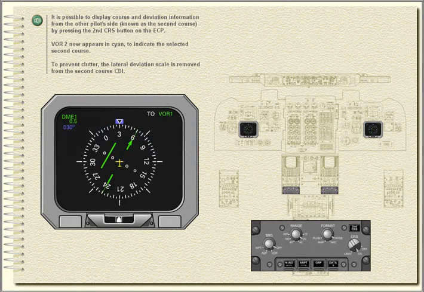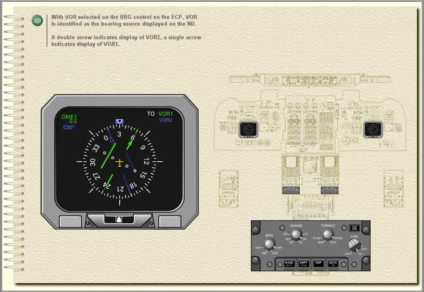It is possible to display course and deviation information from the other pilot's side, known as the second course, by pressing the second course button on the ECP. VOR 2 now appears in cyan to indicate the selected second course. To prevent clutter, the lateral deviation scale is removed from the second course CDI.